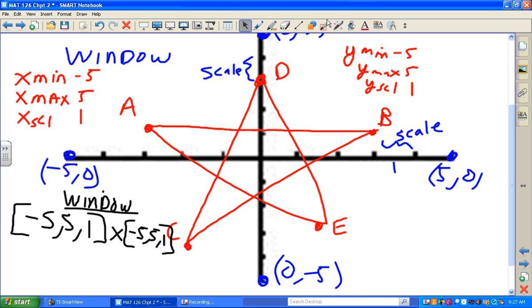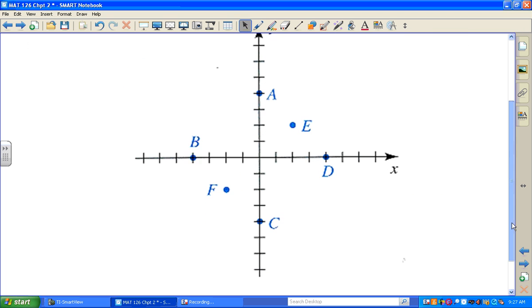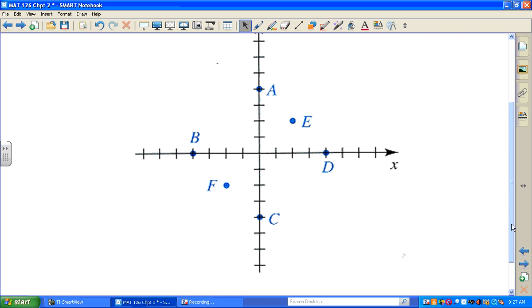All right. Let's see what else we got planned. Find the coordinates of A through F. Well, this ought to be pretty easy. What's the name we give to A? The coordinates are 0, 4. A is also known as what? The y-intercept. It's where a dot or a graph crosses the y-axis.